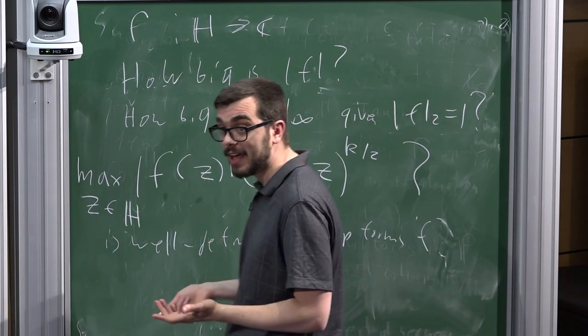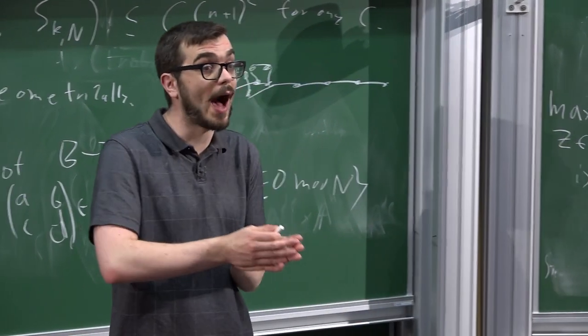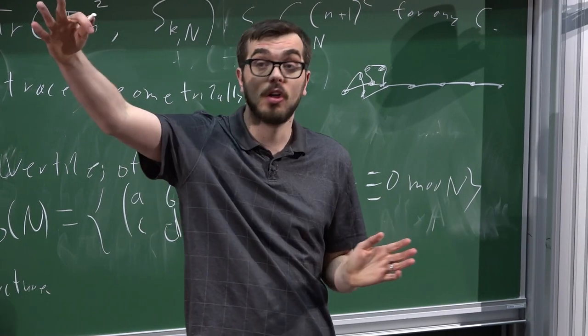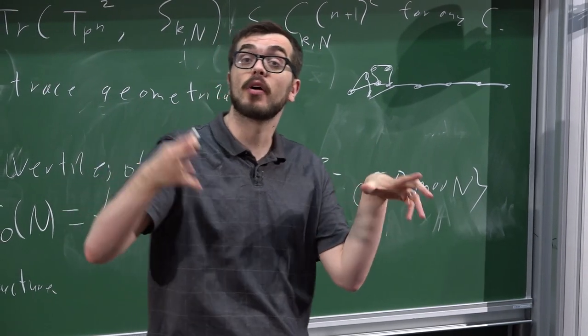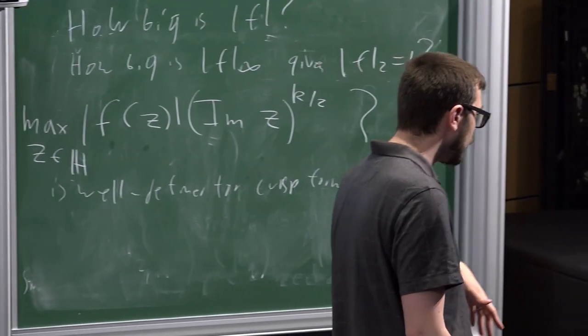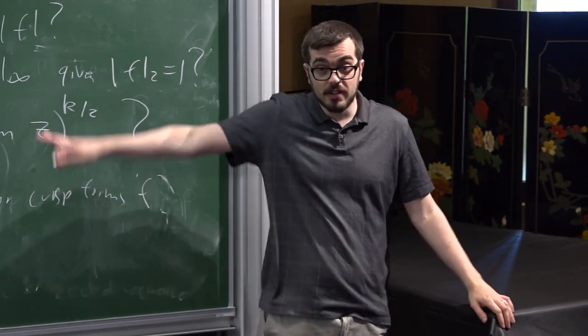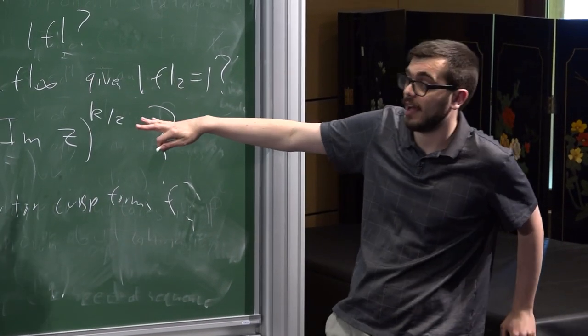And you can ask how big it is as a function, say, of the level of the modular form. How rapidly can this grow with the level as the average size of f is fixed? This is a question that people have studied, and you can study the analog in the function field context.